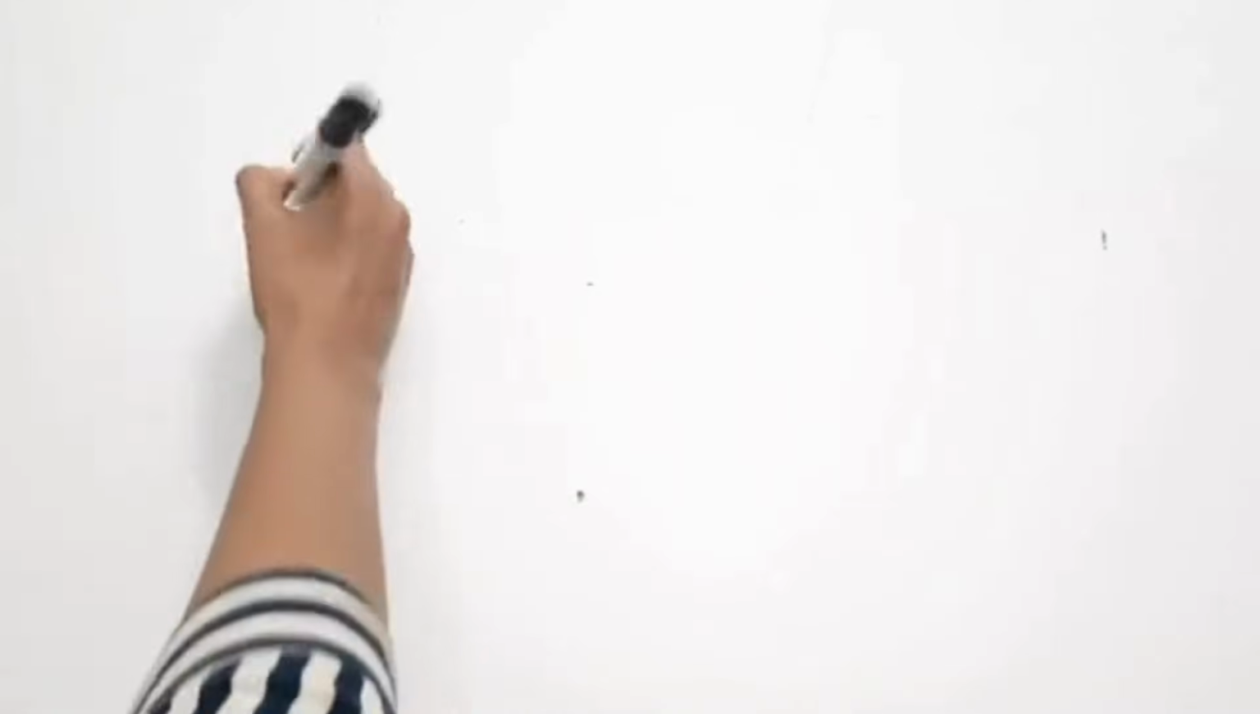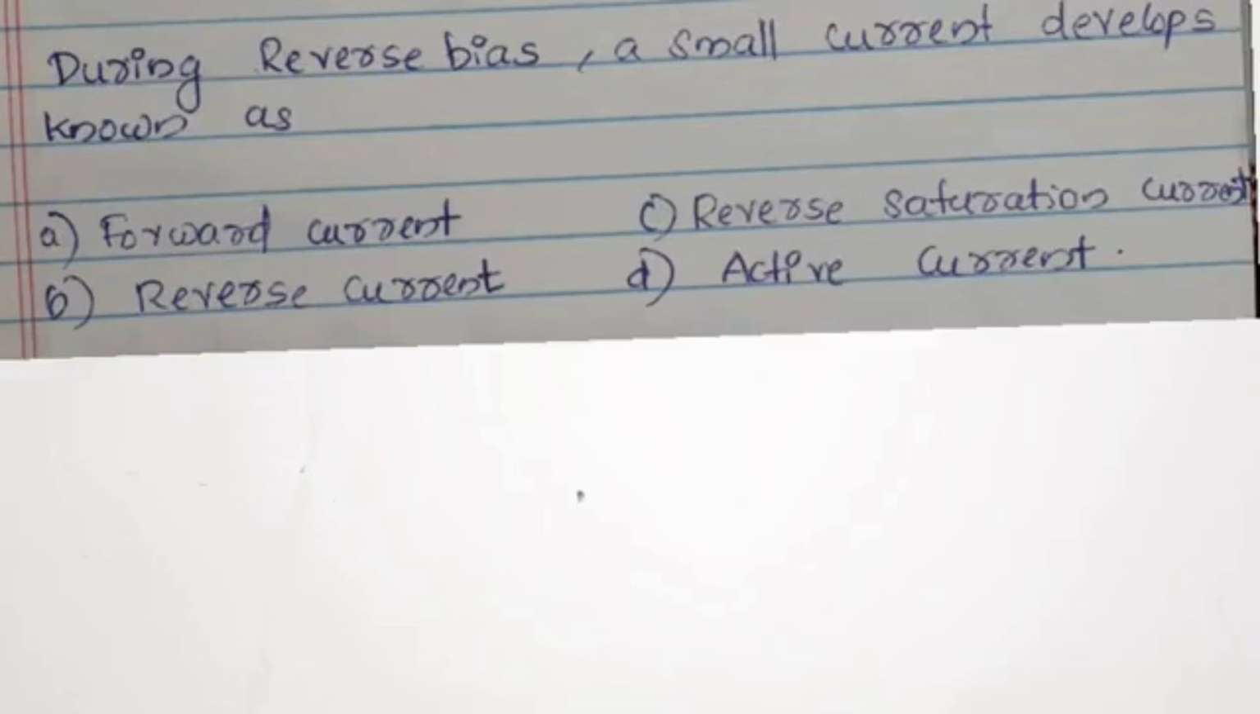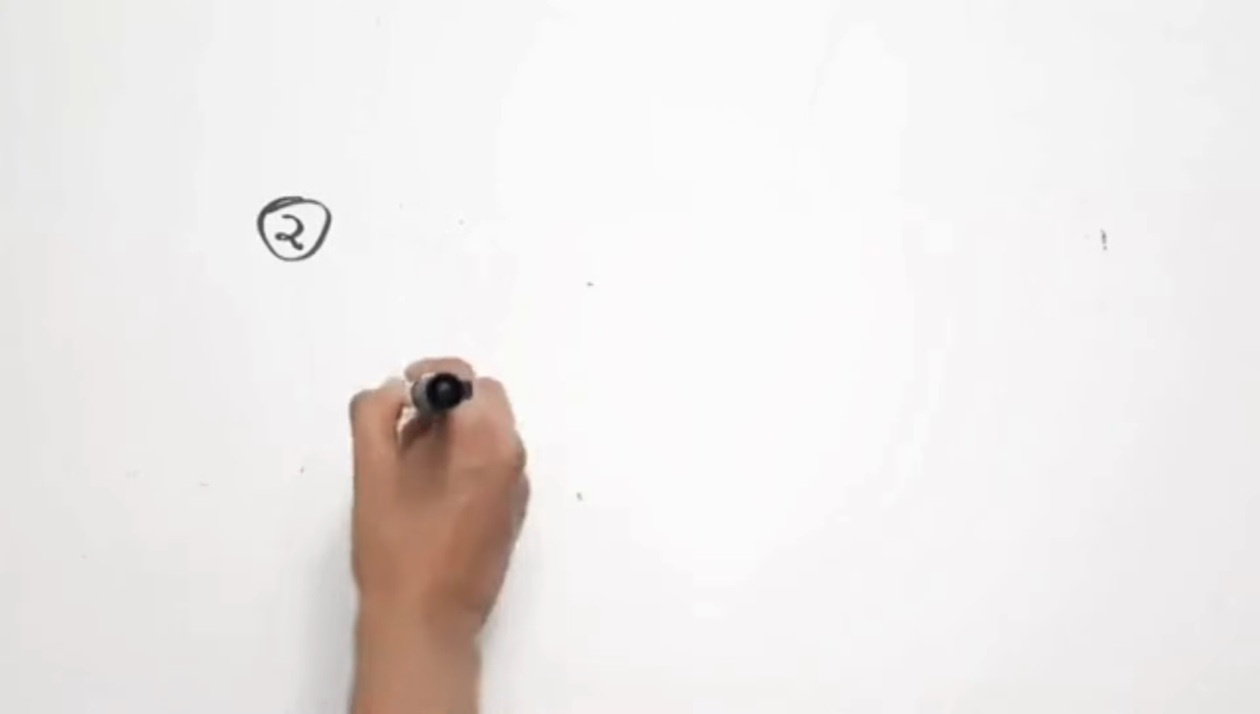In EDC you can find a lot of these type of numericals. So moving on to the second question. Second question is comparatively simple. During reverse bias, a small current develops known as A, forward current, B, reverse current, C, reverse saturation current, D, active current. So the current during reverse bias is called reverse saturation current. That is the answer for the question. Correct answer is option C, and the value will actually be in picoamperes. Very minute amount of current. Correct answer is option C, reverse saturation current.